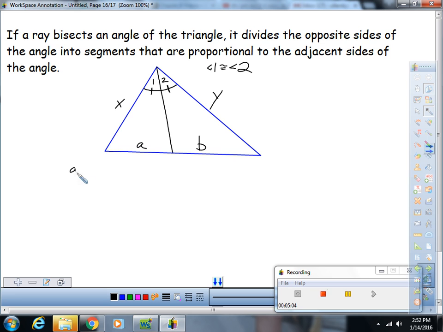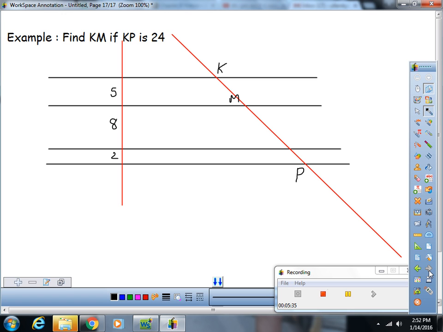So in this example, A is to X, like B is to Y. Bottom left is to left, like bottom right is to right. Or you could write that like A is to B, bottom left is to bottom right, like left is to right. Those are both true proportions. They're both equivalent fractions. All right, so let's just do one example and turn you guys loose.